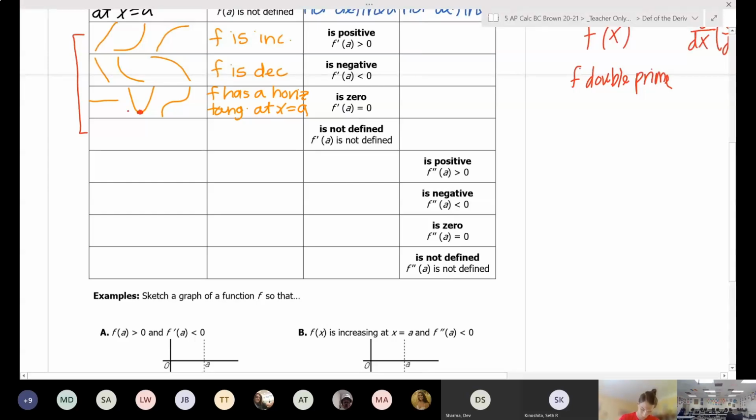It could be a spot where the graph is like changing direction, so like at the vertex of a parabola, or it could just be at the part of the graph that flattens out for a little bit, so like in a cubic function. But anytime the tangent line is horizontal, that means that the first derivative is equal to 0.